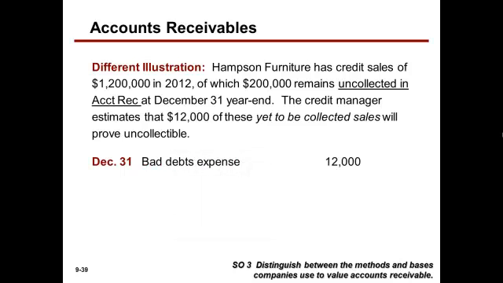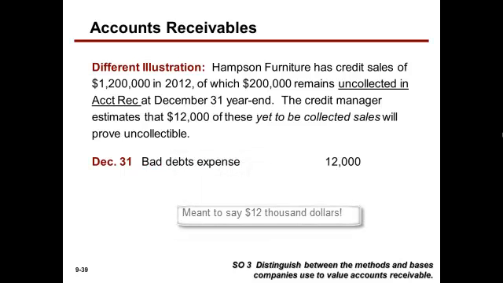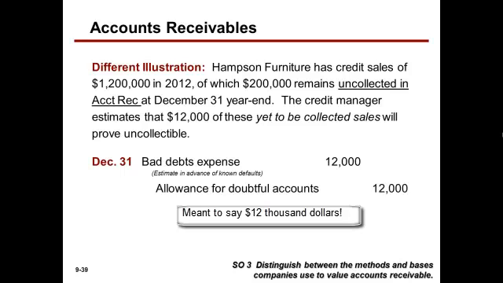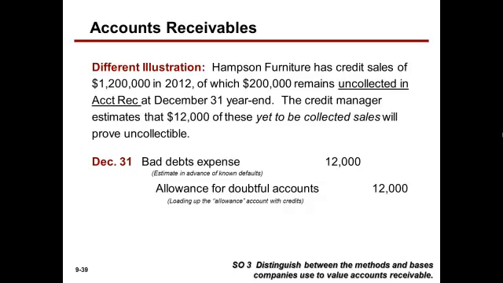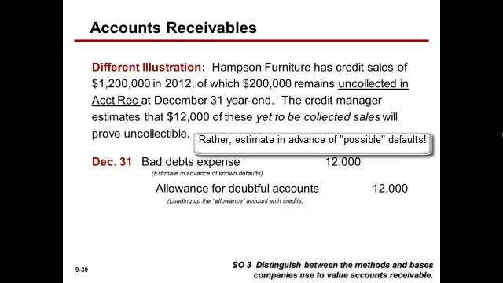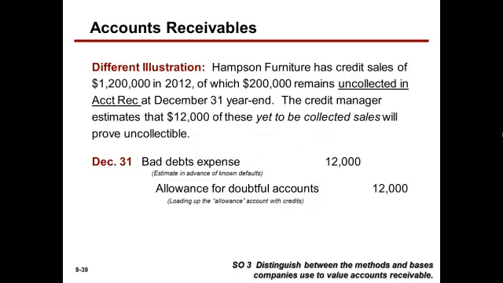So to get a matching, we're going to make an entry at year end before we close it out. We're going to debit bad debt expense for $12,000. This is on an estimated basis. And we're going to credit our allowance for doubtful accounts, $12,000. So the debit to bad debt expense is an estimate in advance of known defaults. And the credit to the allowance account is loading this allowance account up with credits, which reduces our asset. Whenever we reduce our assets in the course of seeking profitable operations, the opposite side is an expense that reduces owner's equity.